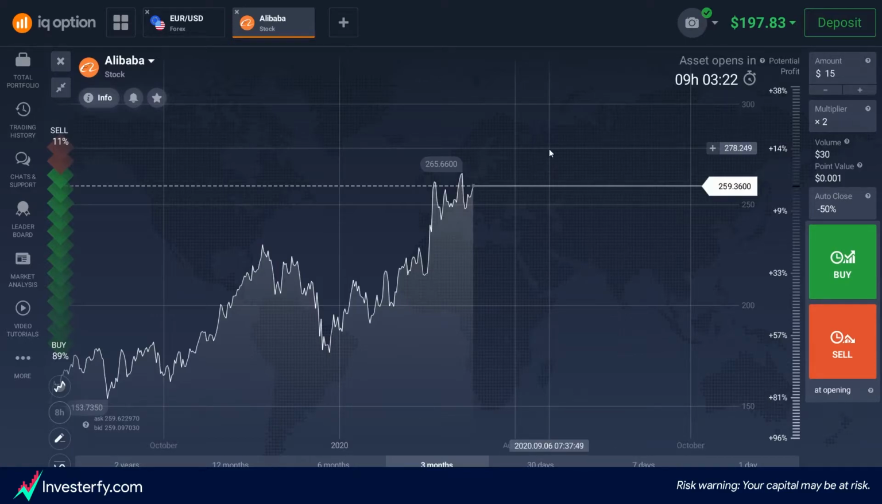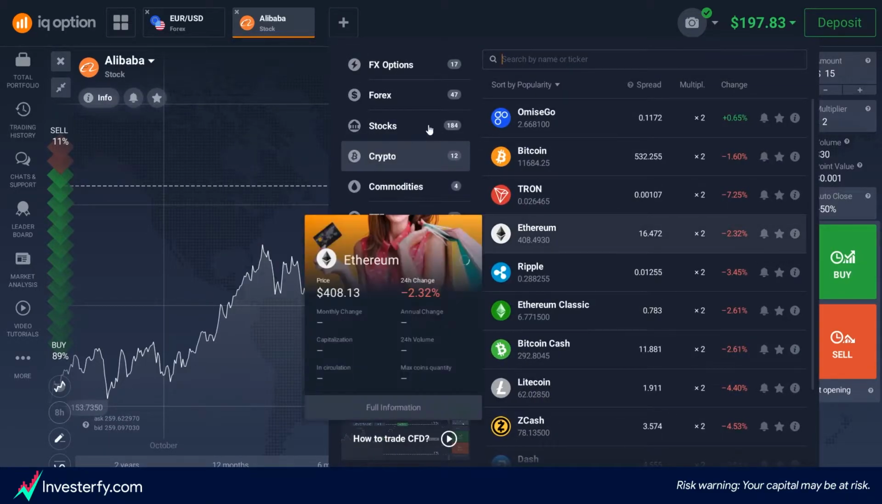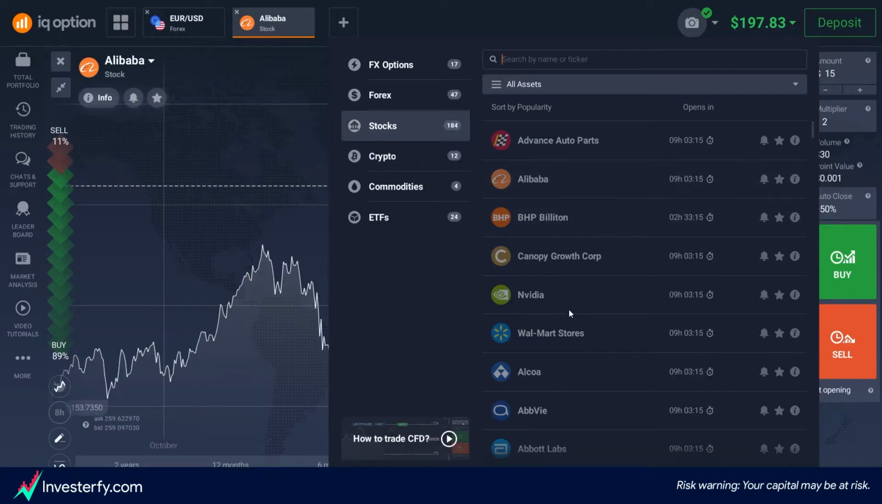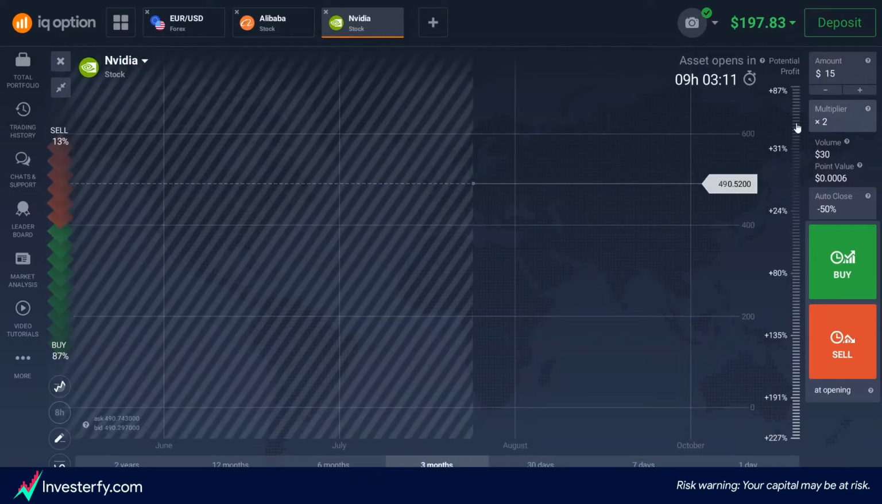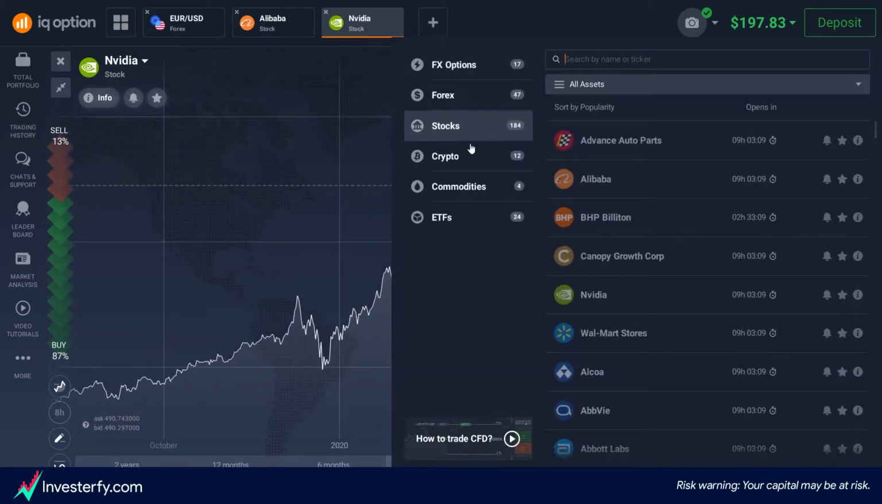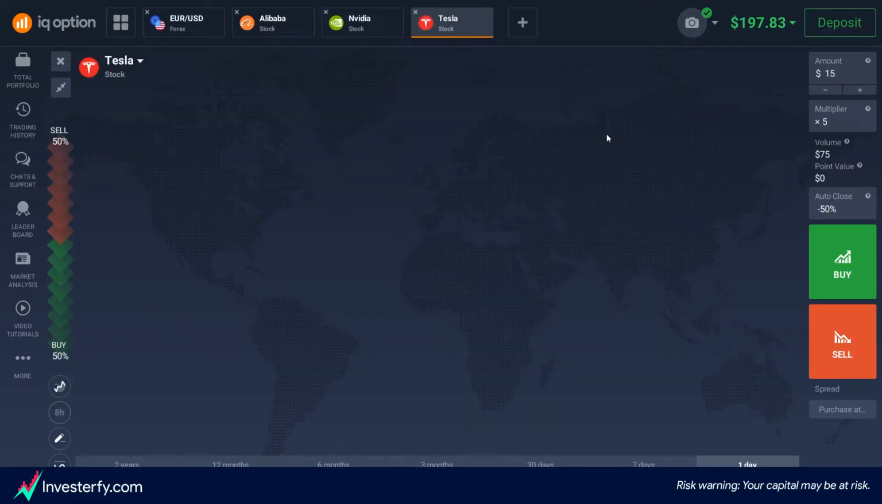You can see the multiplier or leverage level on all assets by opening them and then just checking out what it says in the right side menu over here. Let's check out Nvidia for example. It also has a multiplier of 2. Let's open another one that I know has a little bit higher one. Let's go to Tesla for example. As you can see, this one has a 5 times leverage.